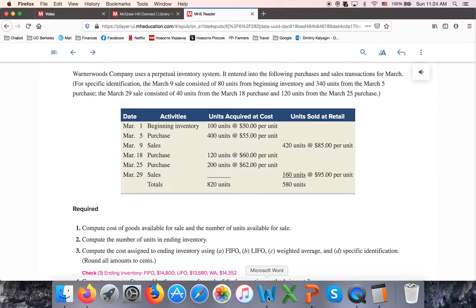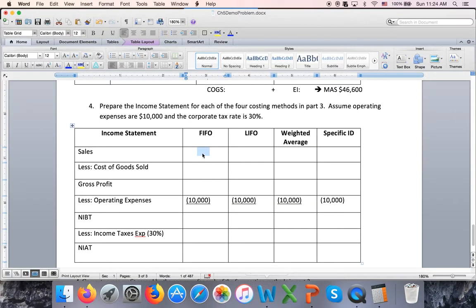And guys, the amount of sales does not change. It doesn't matter which method I use. It's always going to be $50,900. Oops, for some reason, okay, there you go. Less cost of goods sold.